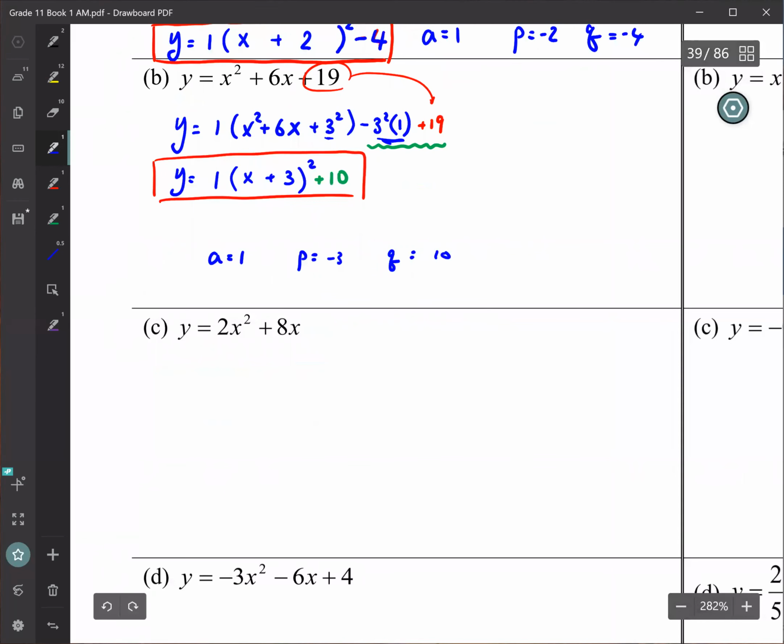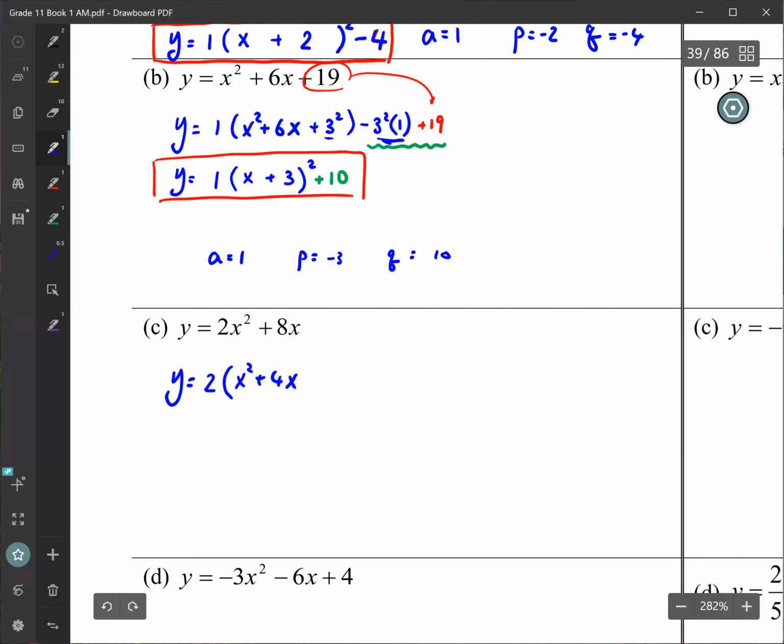So let's try this one together. We'll do the first step and then the rest you can continue. So A is a 2, right? Step 1 is factor A. So take 2 out. Okay, so what is left inside then? Eric, what's left inside now? X squared plus 4x. Yes, very good.